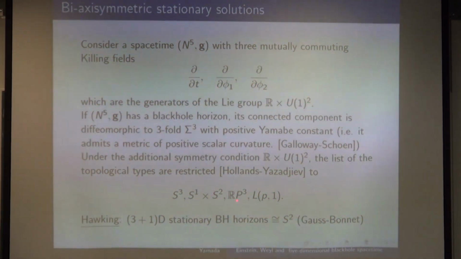I'm being didactic here. So RP3 is nothing but L(2,1). But anyway, in 3 plus 1, S2 is the only black hole horizon, but in one dimension higher, the list gets slightly bigger. But this is a very important list in three-dimensional manifold geometry, and as you know, in the Thurston program.